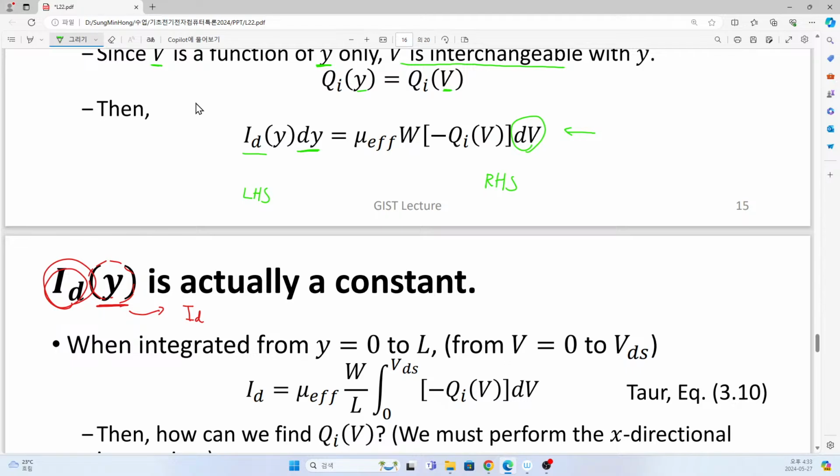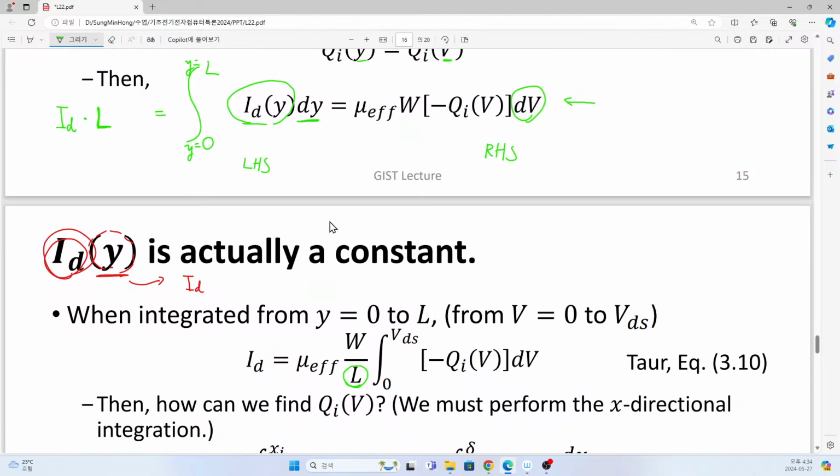Then we can just perform the integration from y equal to 0 to y equal to L. Since I_D is just a constant, it just becomes multiplied by the length L. And this L is of course normalized, so here we have L. And please try to integrate the right hand side, and the integration will give us just this remaining problem: the integration of our inversion charge density with respect to the electron quasi-Fermi potential, starting from 0 to V_DS.